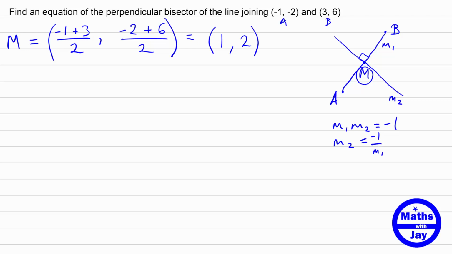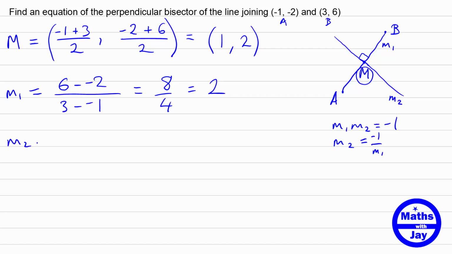So once we've found the gradient of the line AB, the gradient of the perpendicular bisector is going to be the negative reciprocal, isn't it? Let's see how that works. So m1 is equal to the difference in y coordinates, so 6 minus -2, divided by the difference in x coordinates, so 3 minus -1. So that's 8 over 4, which is 2. So our other gradient, the perpendicular gradient, is going to be -1 divided by that, so it's -1/2.